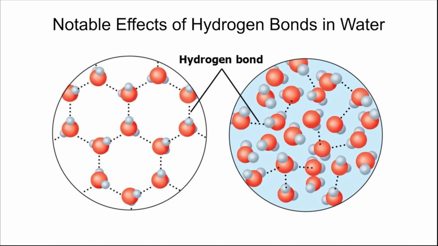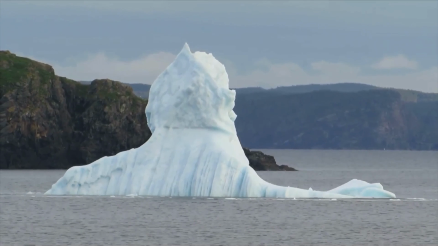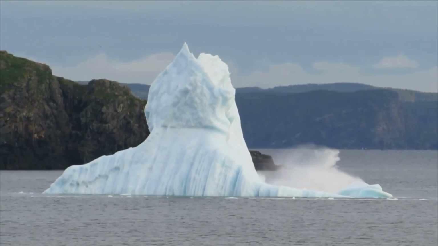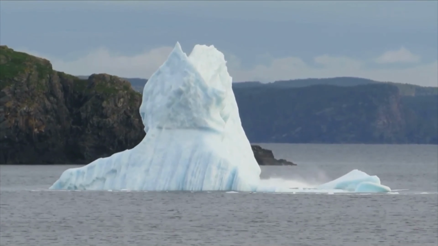The water molecules are able to be closer to each other because they're just moving around. On the left, as they're organized, they actually take up more space. So that means that when water freezes, it actually expands. It also means that ice is buoyant. It floats in liquid water.